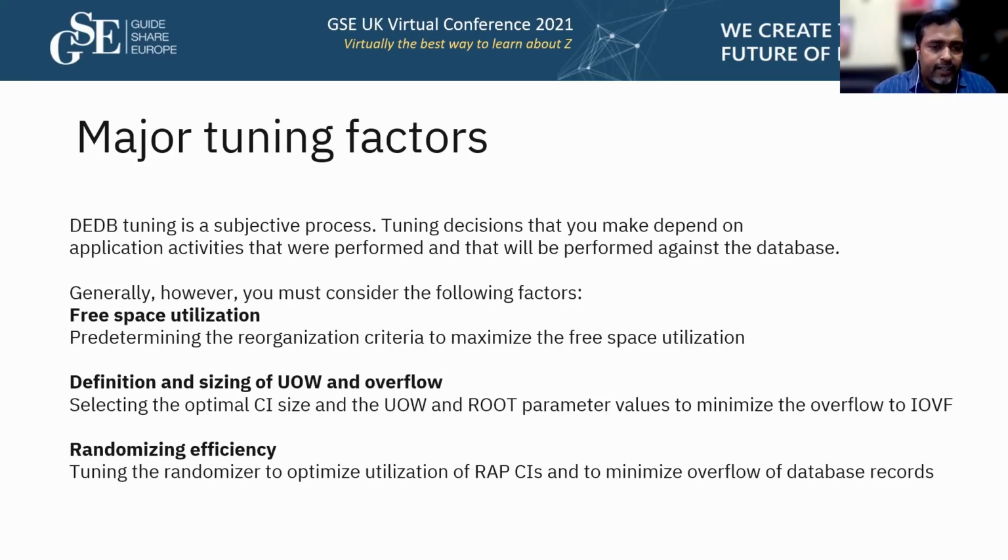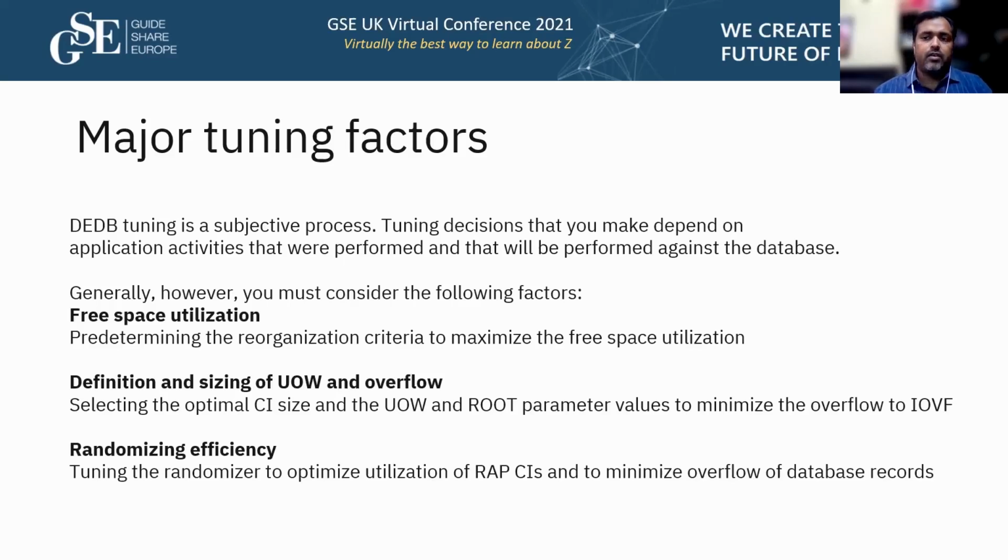The second point is how we define the CI size, the unit of work, and the root parameter. These have to be defined in such a way that the movement of records into the overflow can be reduced. We don't want a lot of our database records to be in the overflow section, as that increases the IO.